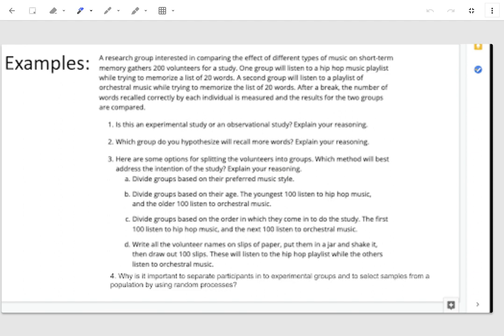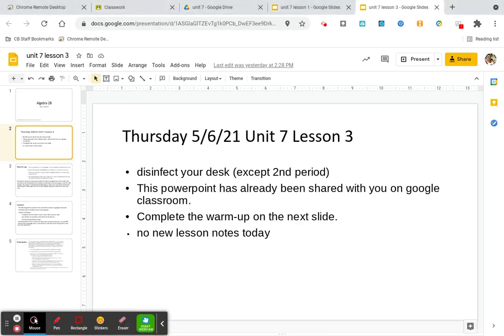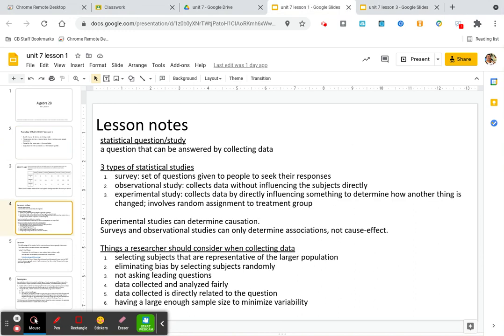Number 1, is this an experimental study or an observational study? So in other words, are the researchers directly interacting with the participants? Let's go back to our lesson notes and look at the differences. Observational study collects data without influencing the subjects directly. Okay, collects data by directly influencing something to determine how another thing is changed.